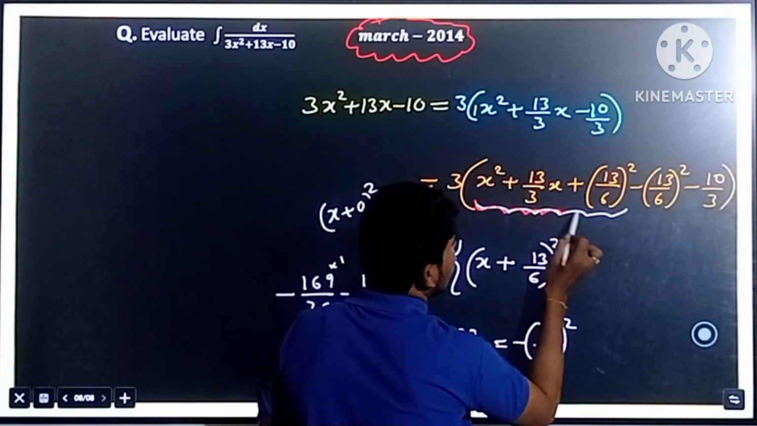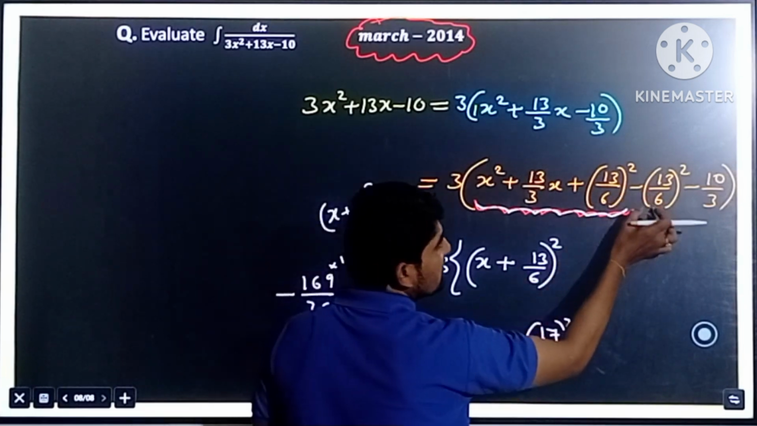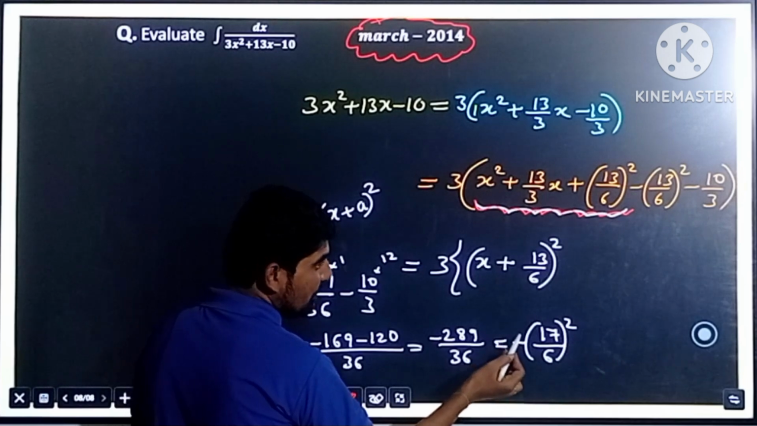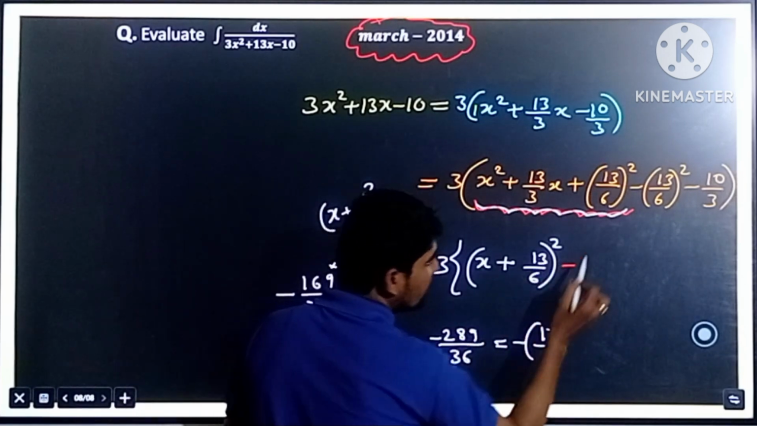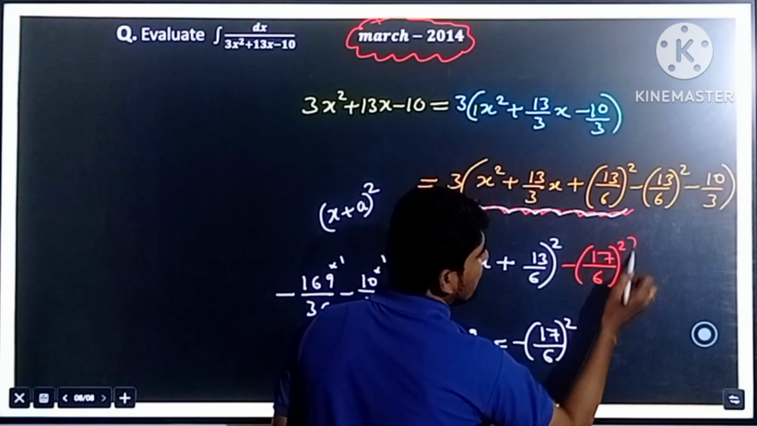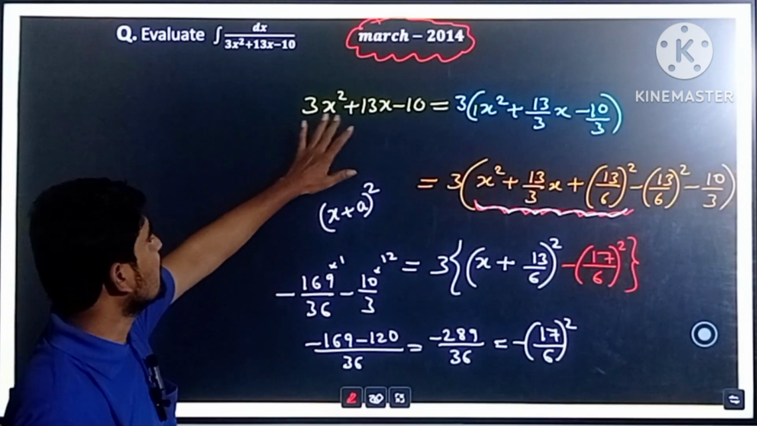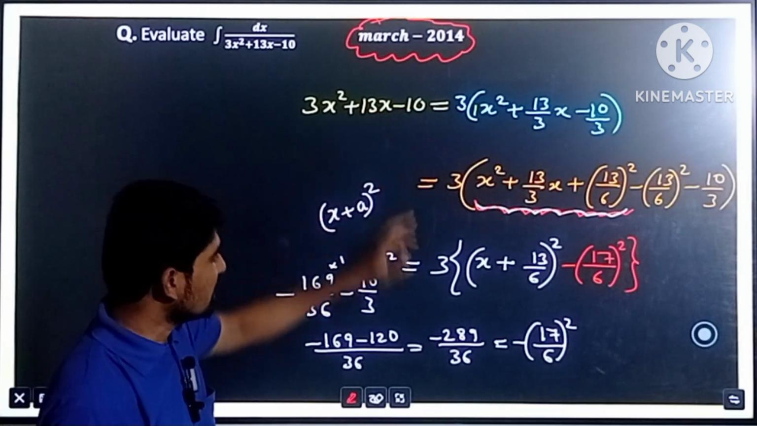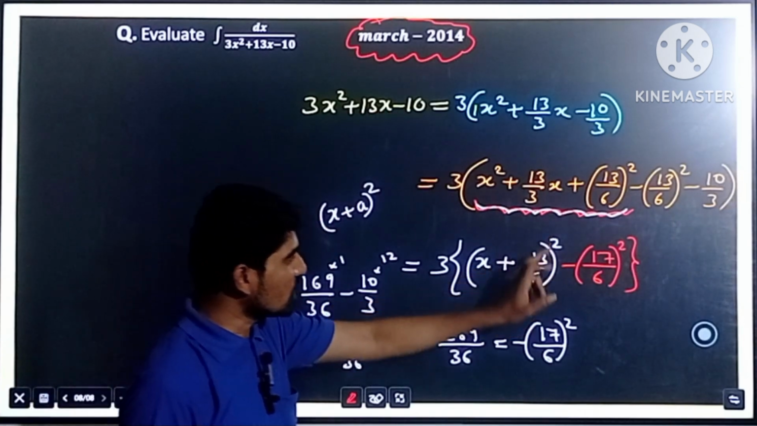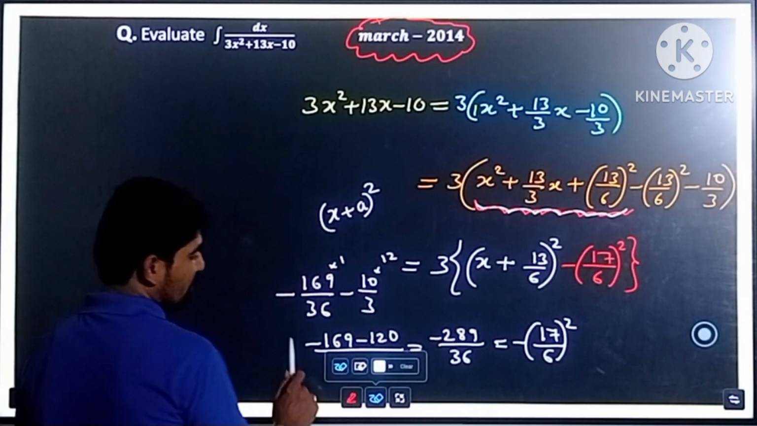First three are the expansion of x plus 13 by 6 whole square, then minus 13 by 6 whole square minus 10 by 3 is equals to what? Minus 17 by 6 whole square. I hope all of you are understanding. Finally, we got this 3x square plus 13x minus 10 is equals to 3 into x plus 13 by 6 whole square minus 17 by 6 whole square. I hope all of you are understanding.